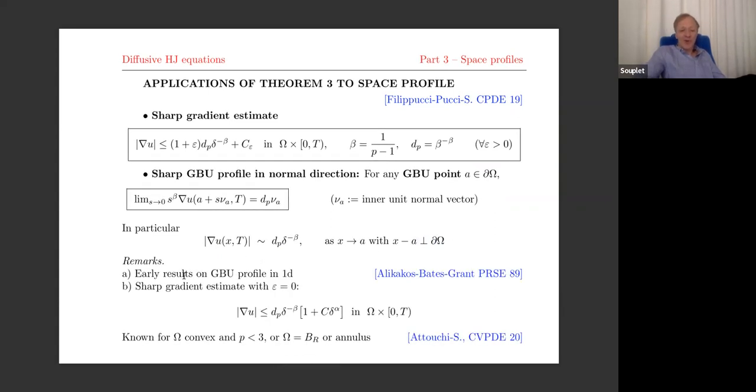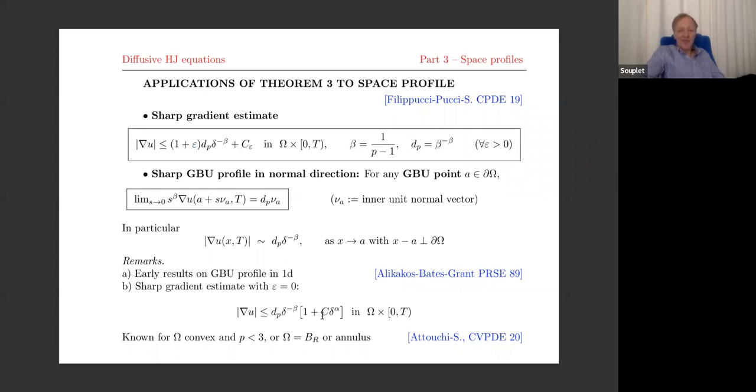Of course, there were early results like this in 1D quite a long time ago. This was more than 30 years ago, a well-known paper by Likakos, Bates, and Grant. But now this is quite complete and general in any space dimension. Maybe it's also a natural question: can one remove this epsilon? And the answer is yes.